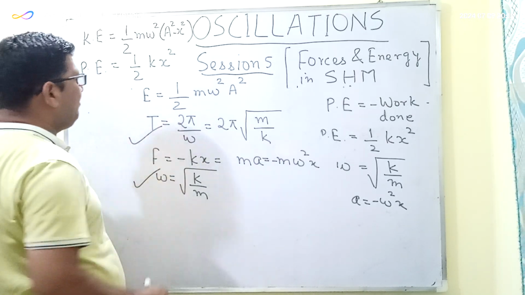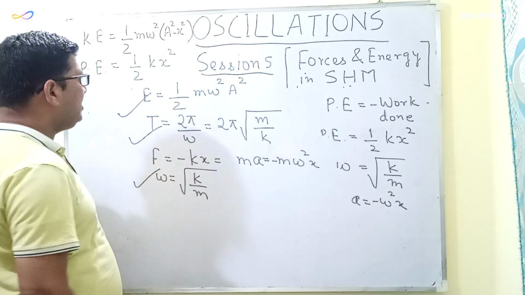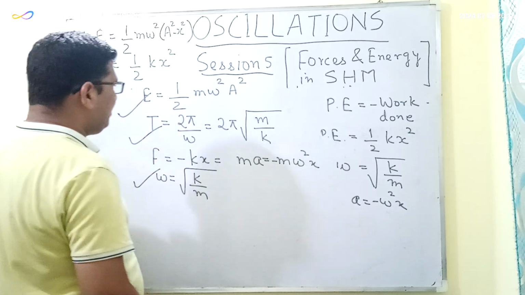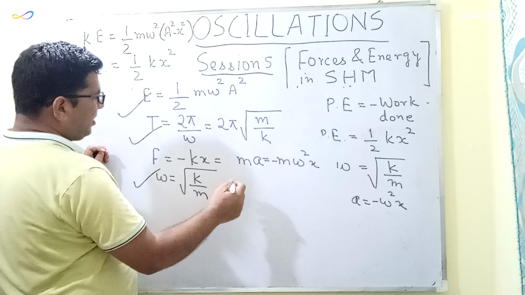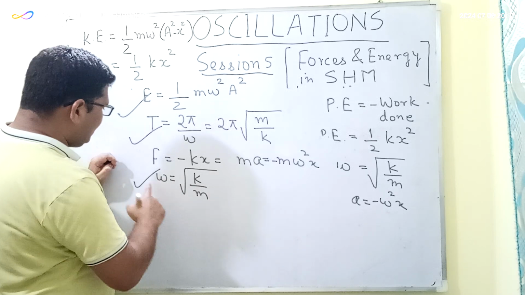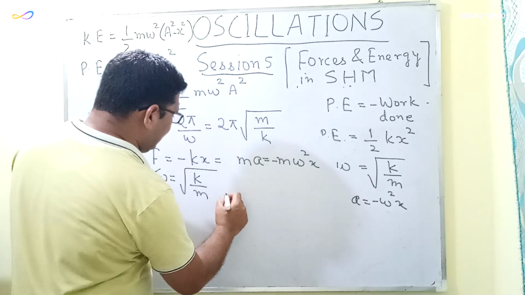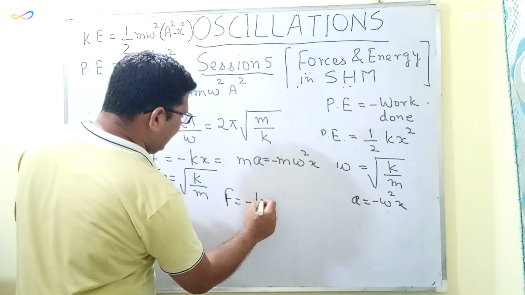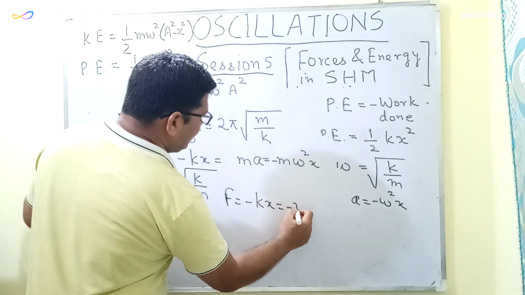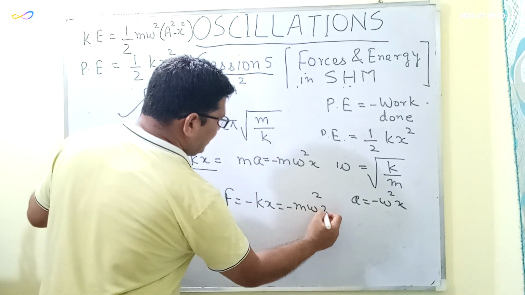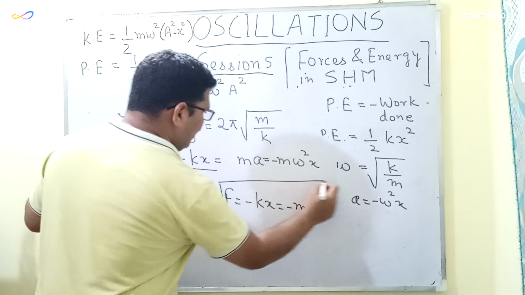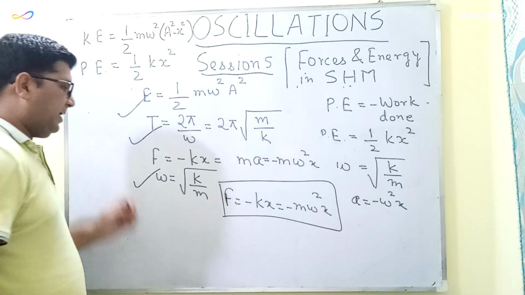We have also found the time period. We have also found the total energy of the particle executing simple harmonic motion. And so here this formula, that is F is equal to minus kx, which is equal to minus m omega square x, needs to be remembered by all of you.